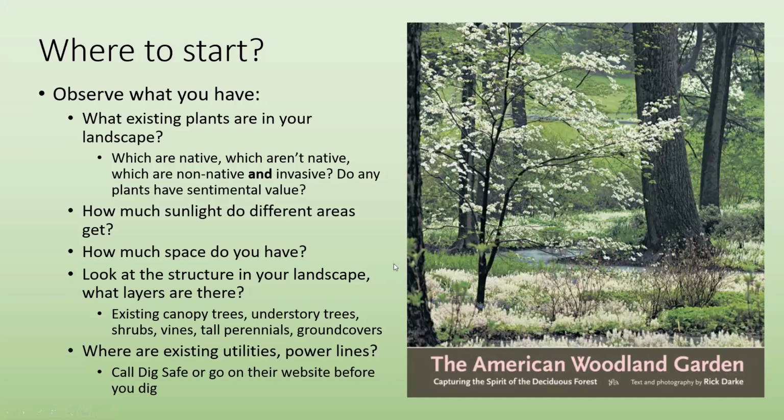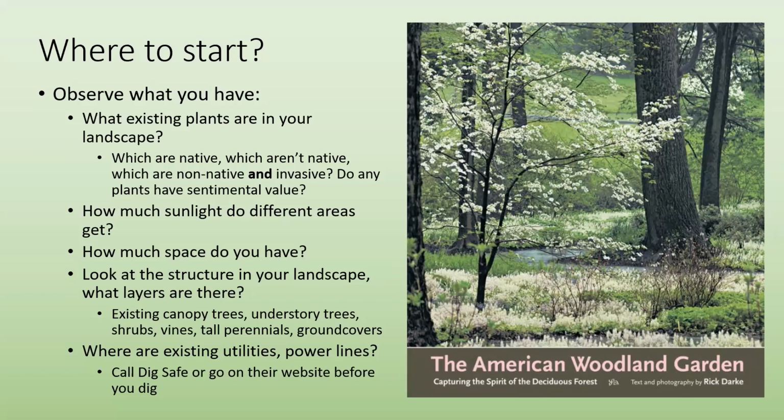So first thing, observing what you have: what existing plants are in your landscape, which are native, which aren't native, which are non-native and invasive. That's an important distinction to notice. And are there any with sentimental value, like old lilacs or something like that? How much sunlight do you have in different areas? And how much space do you have?